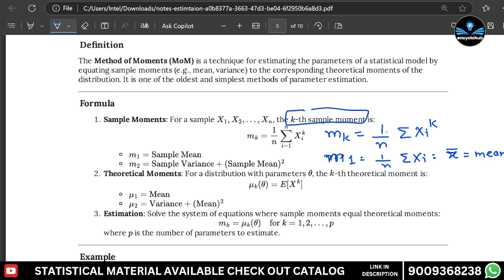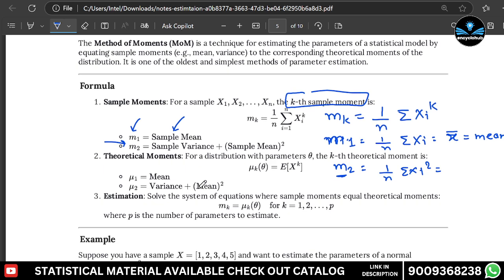Similarly, if we put 2 here, m2 will be 1 by n summation of xi square. This is not actually a moment of the variance, it is only the second sample moment. This is sample moment 1, this is sample moment 2. So the first one is m1, which is the sample mean, and the second one, m2, is the sample variance plus the sample mean whole square.